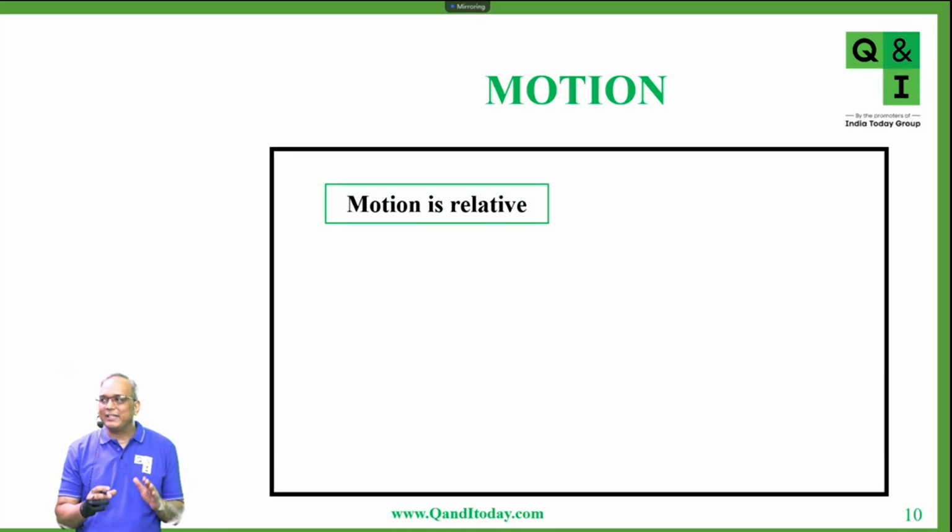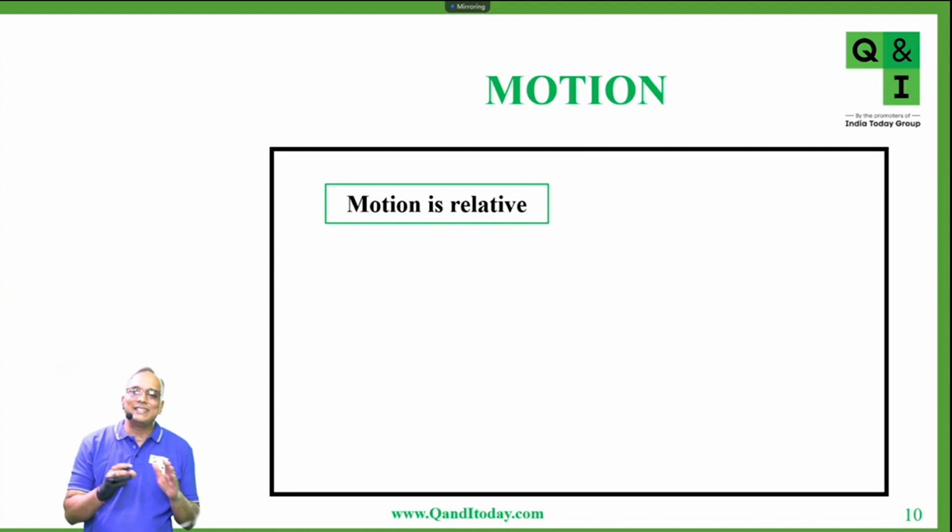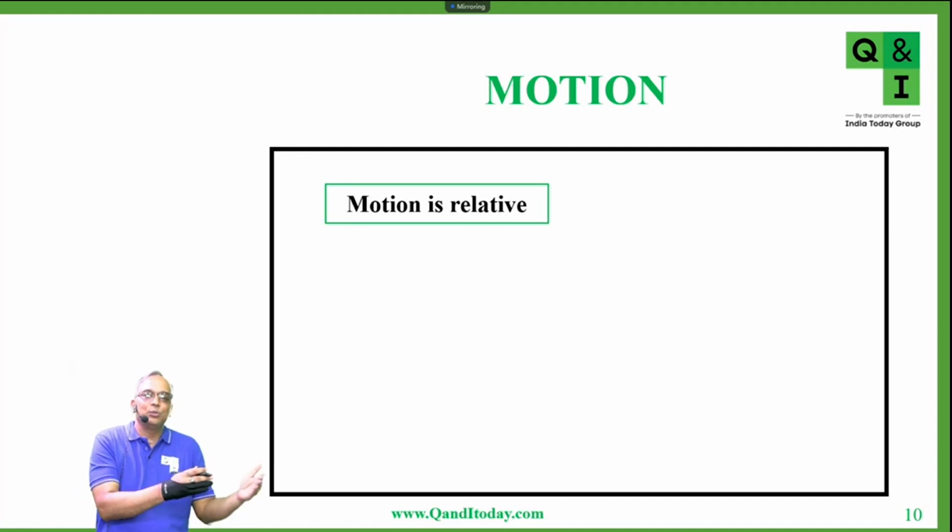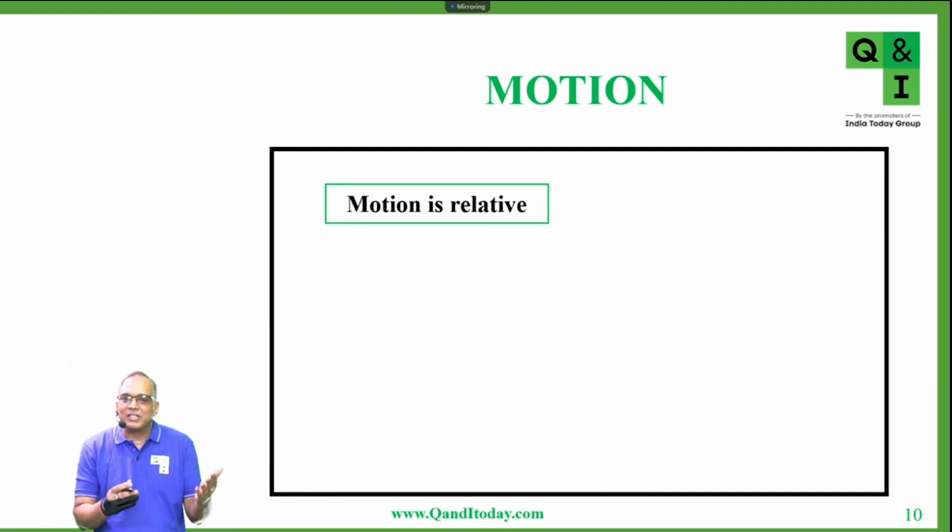So that's why we say that motion is relative, right? It is not an absolute quantity. We always talk about motion with respect to some observer. That observer can be inside the train or outside the train. When the observer is inside the train, he will observe that other person who is sitting inside the train to be at rest.